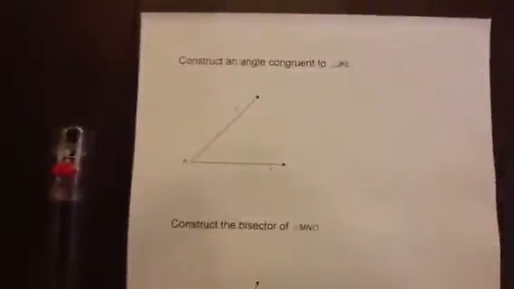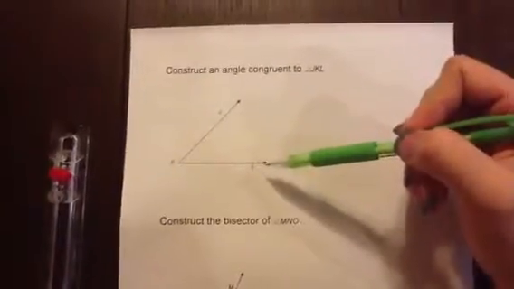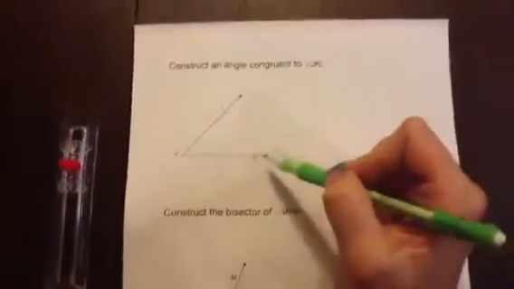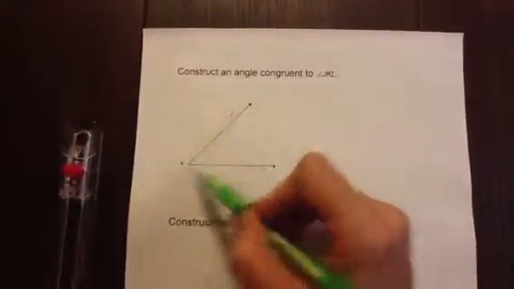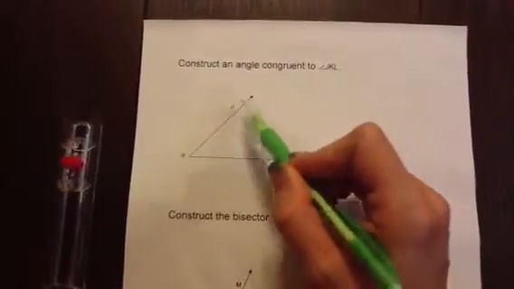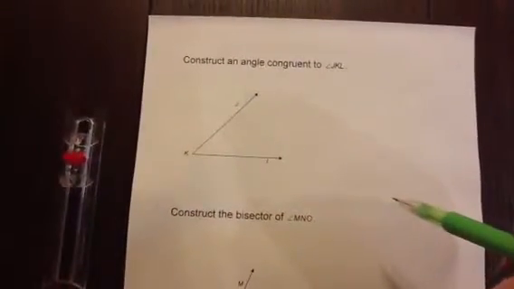Okay guys, today we're going to construct an angle that's congruent to a given angle, and then we're also going to construct a bisector of a given angle, so we're just going to cut the angle in half using a bisector. Here's our first given angle, and what we're doing here is constructing a whole new angle, but we want it to be congruent to angle JKL.